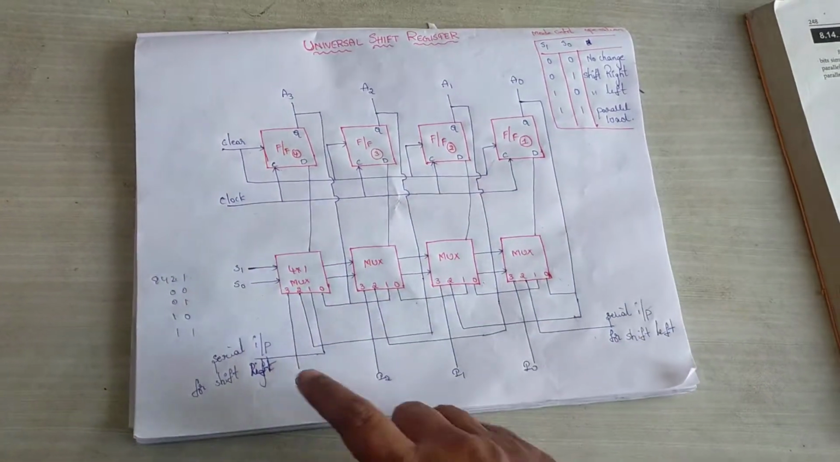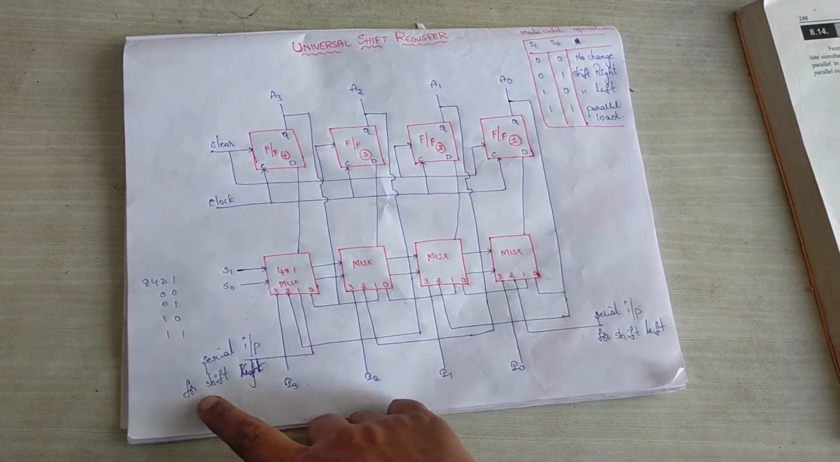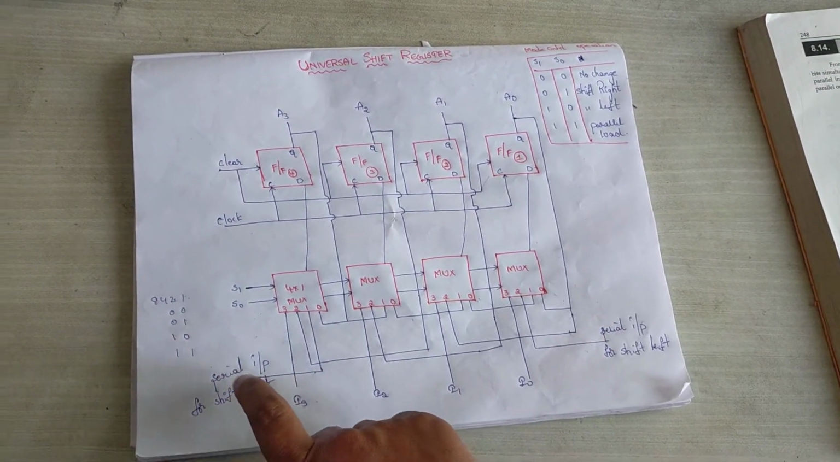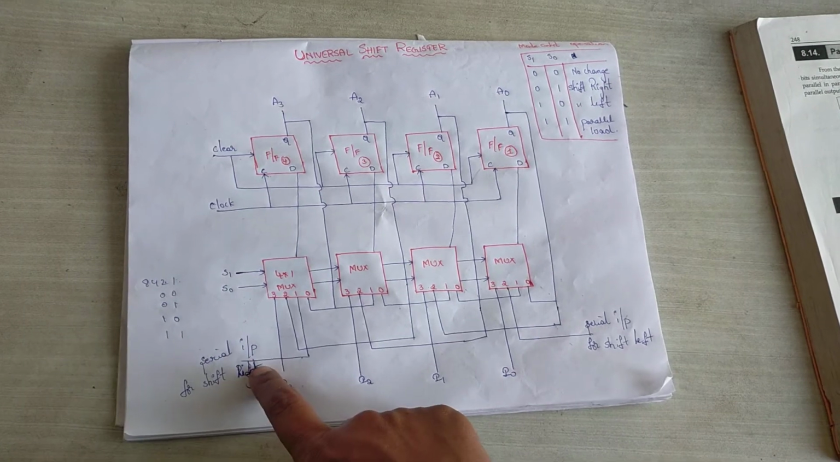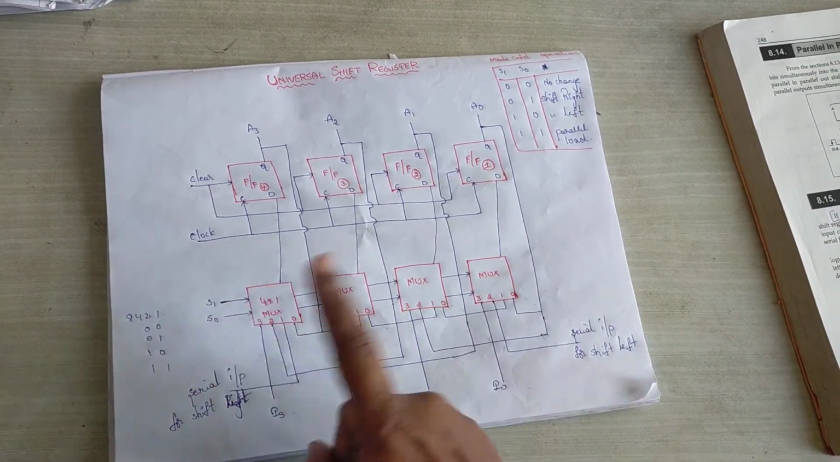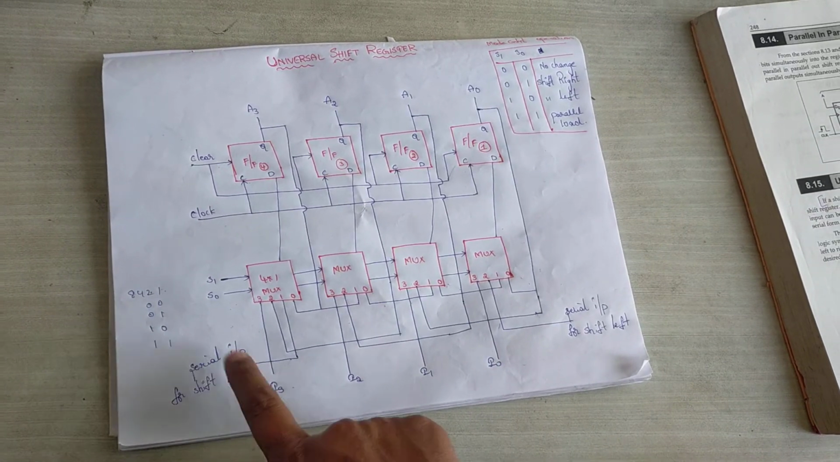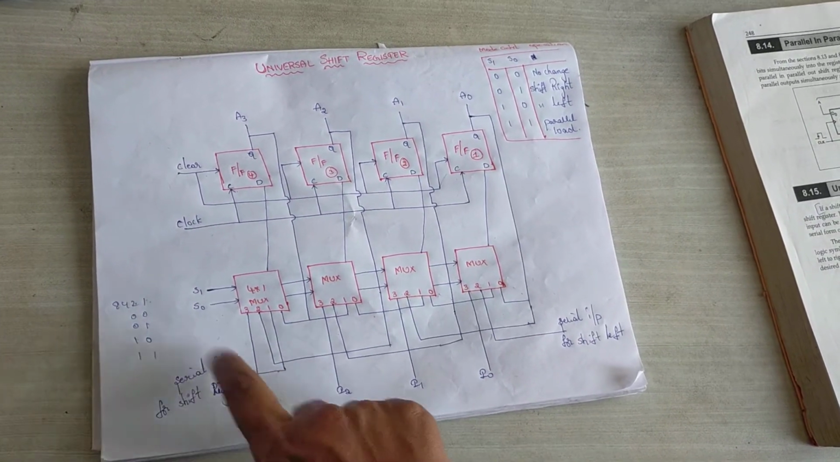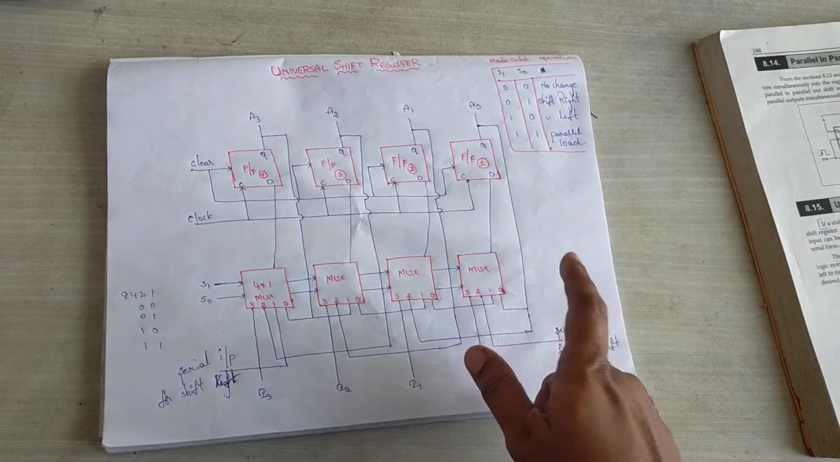And the next one is serial input for shift register. If this input is enabled, then it enables shift right operation. If this is enabled, the output is from left to right. Shift right output will appear.